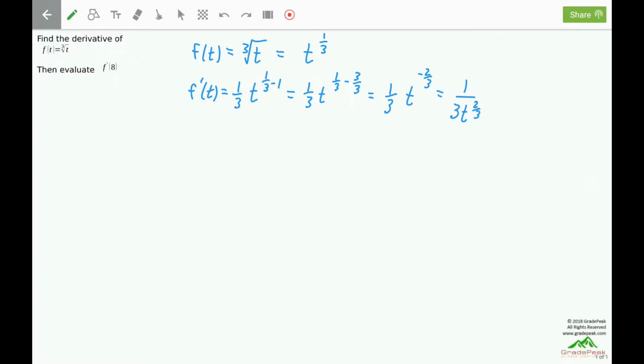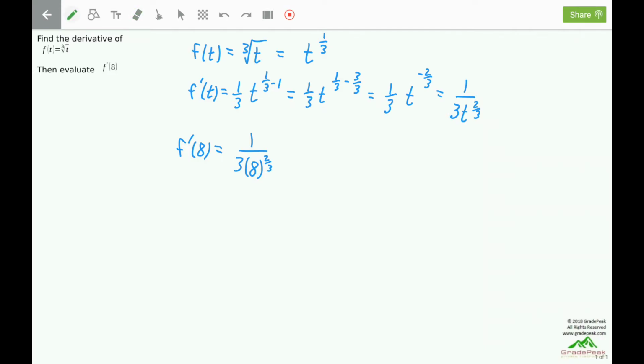And you can write it down as 1 over, the t will have moved down with the 3 in the denominator, 3t to the 2/3. The next step is to evaluate f prime of 8. Which will be 1 over 3 times 8 to the 2/3.